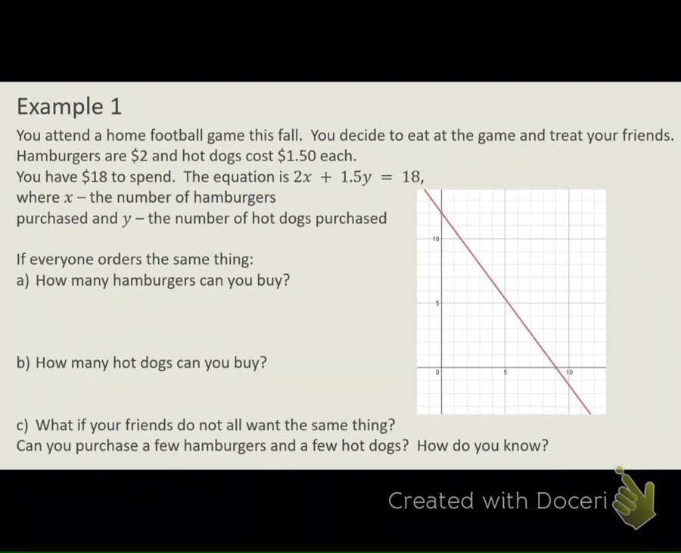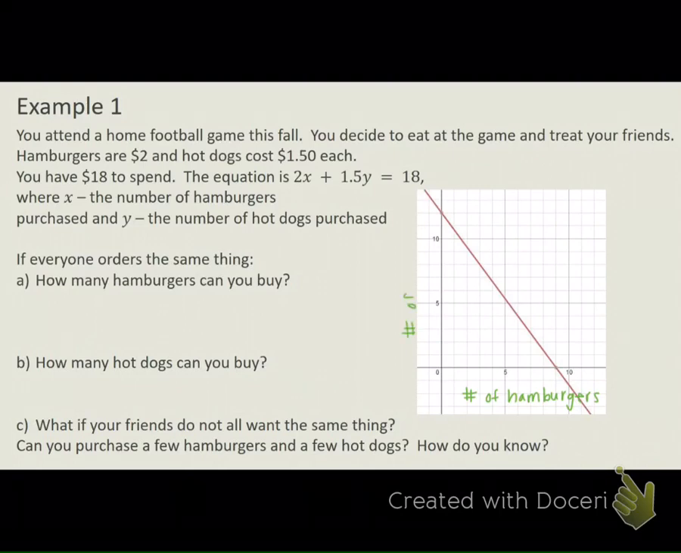So I always label my graph when I know what they are when I'm dealing with units. So this is number of hamburgers. That should be your first step, is to label so you can deal with your units correctly. So that should be your first step in context.